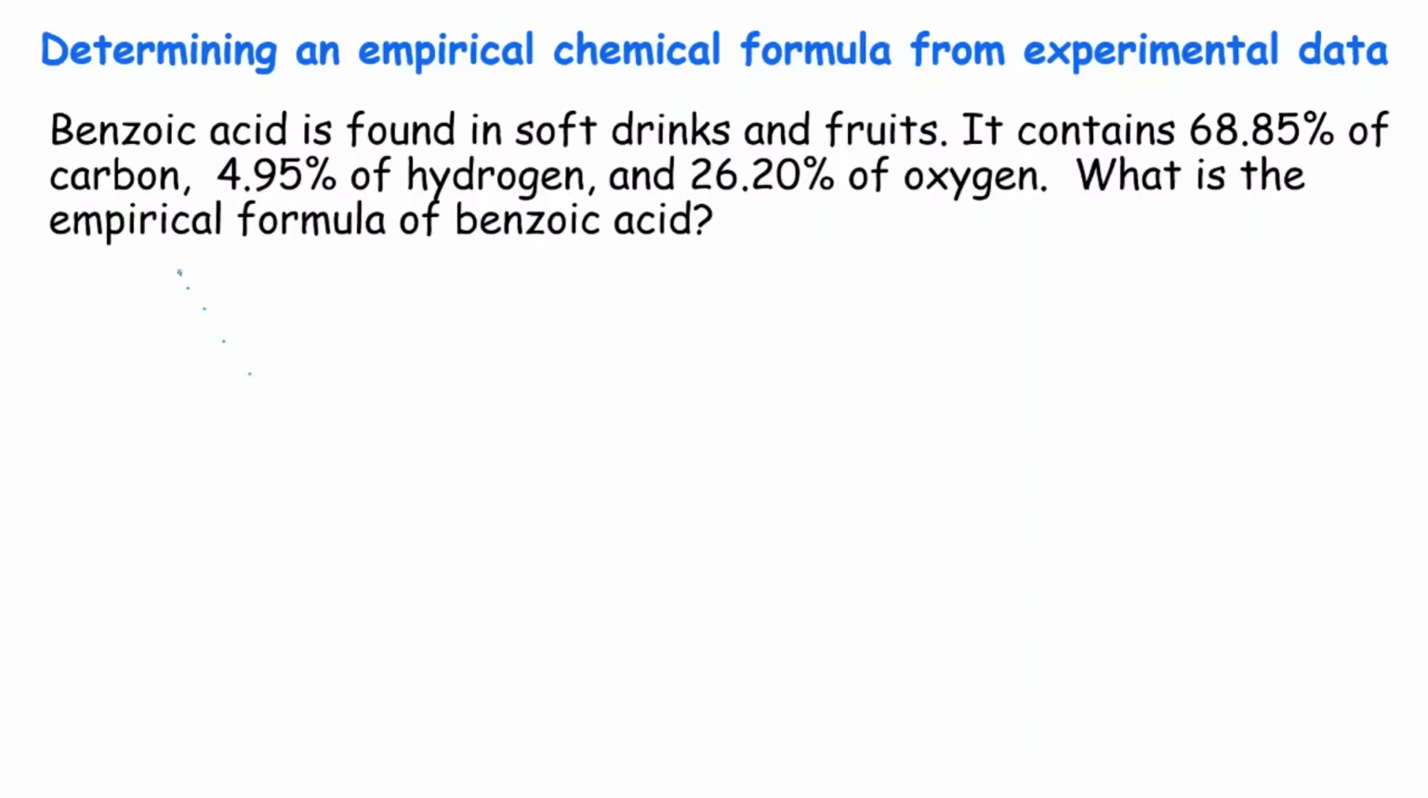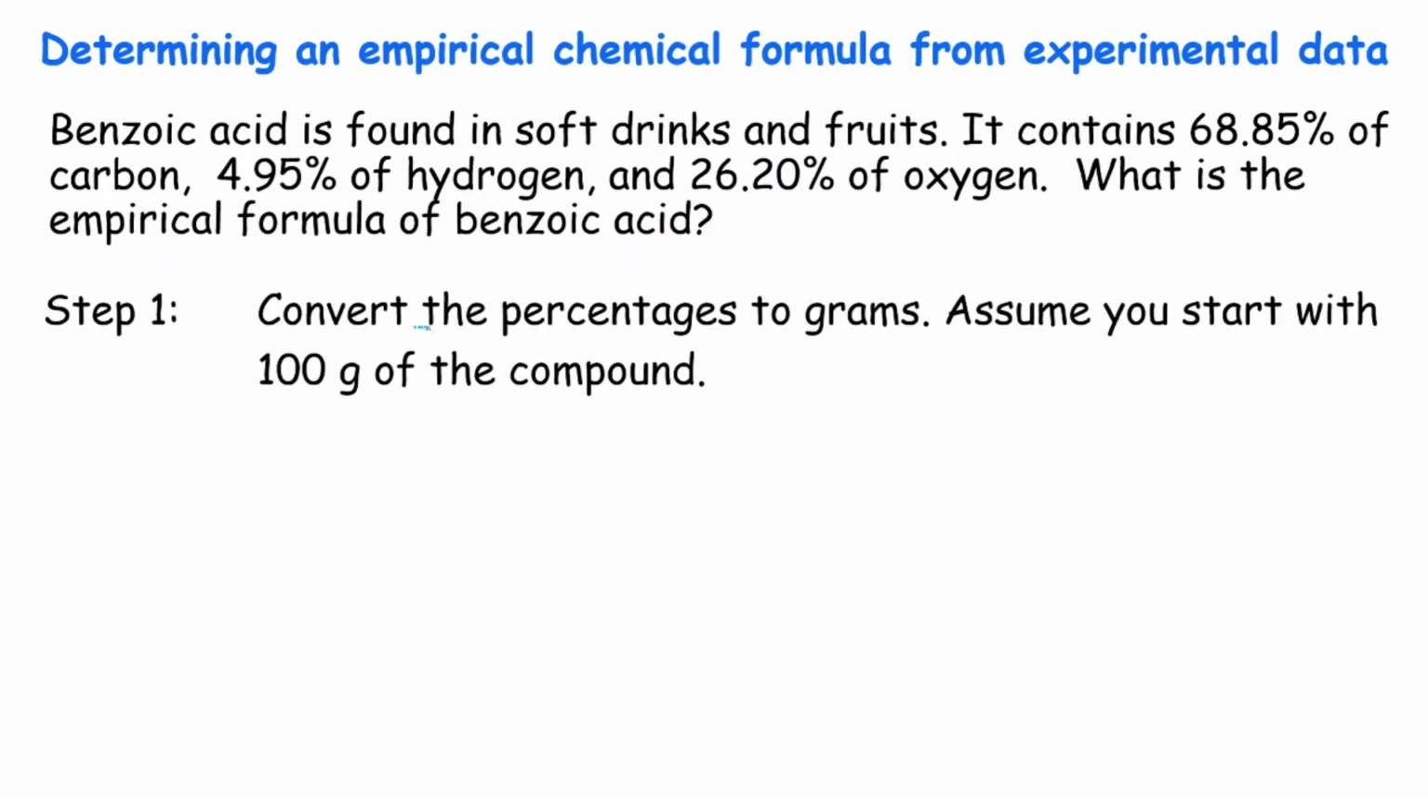Yeah, let's work on this problem. So we have benzoic acid, and that's easily found in soft drinks, also in fruits. So it contains 68.85% carbon, 4.95% hydrogen, 26.2% oxygen. If you add them together, that should be 100%. Now, what is the empirical formula of benzoic acid?